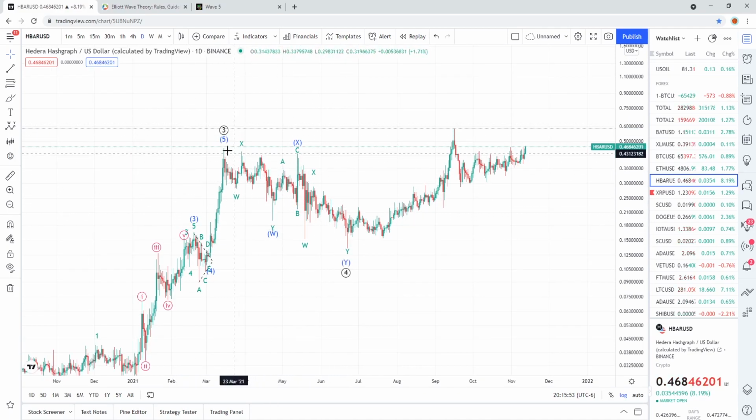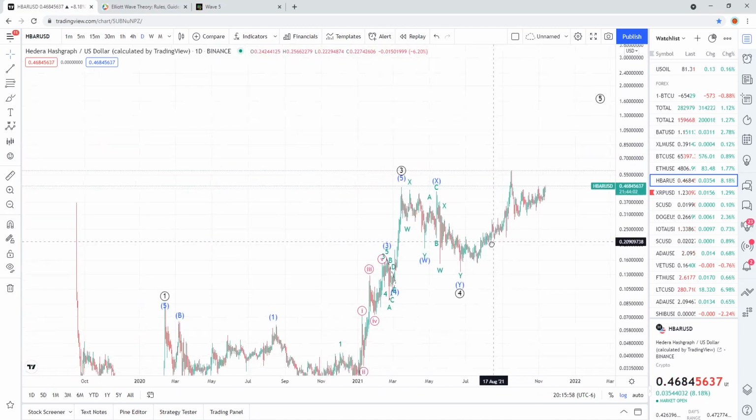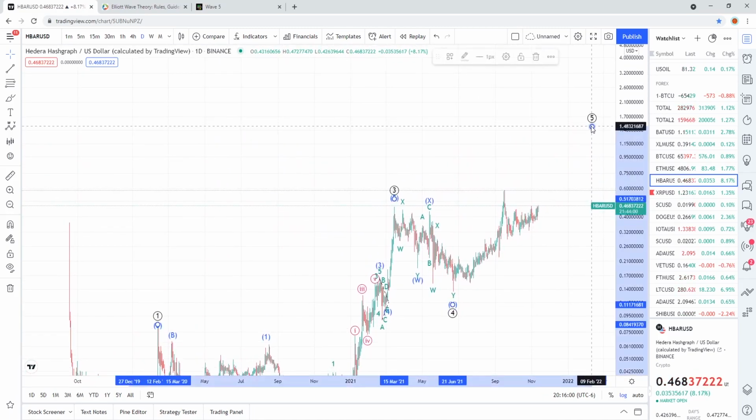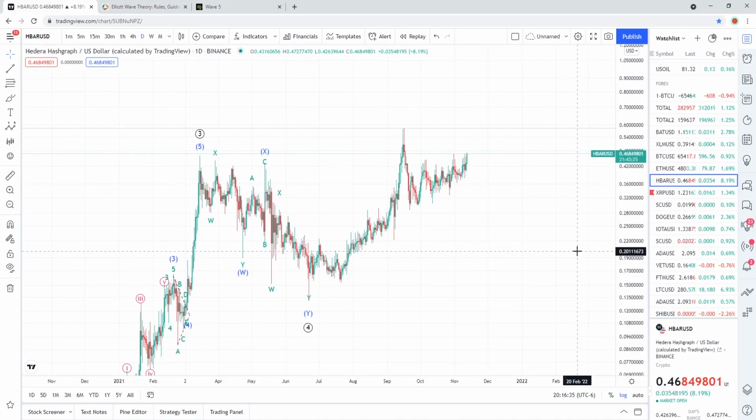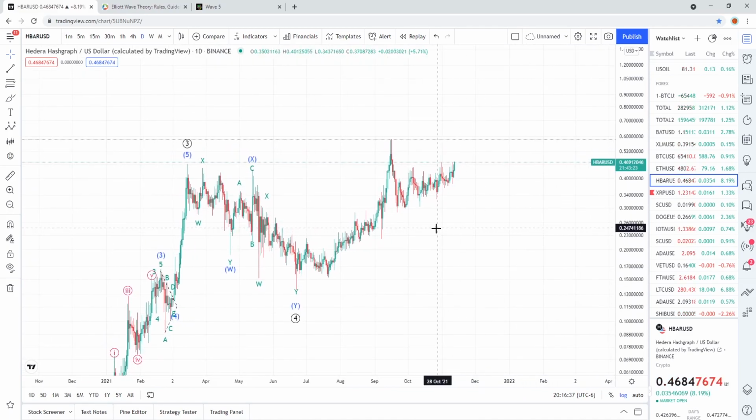Now that this double 3 finished and it did take out the height of this 3 wave, the next question is, where is this final 5th wave going to take us? That's what I'm going to be going over next. I have a few different scenarios I see playing out on the chart for Hbar.